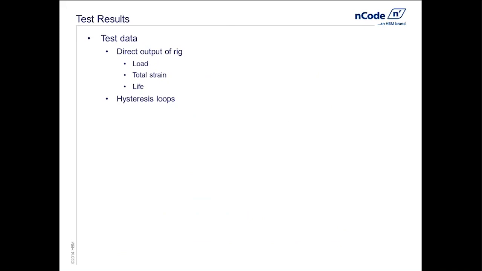Once we've performed our tests, we now have data, and the data can be in a couple forms. The direct output of the test rig we've seen is load, total strain, and life. We're measuring the load and the strain on the specimen, and the part basically has a life that is either the load drop-off or separation of specimens. In addition, typically we are capturing enough data that we're measuring the hysteresis loops as well. So we're able to quantify the hysteresis loops.